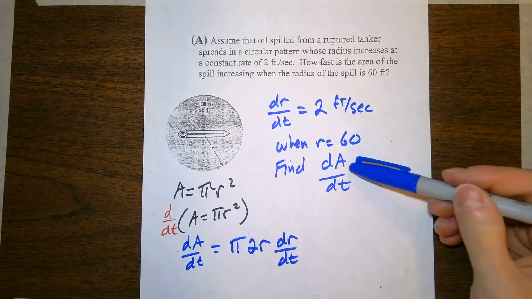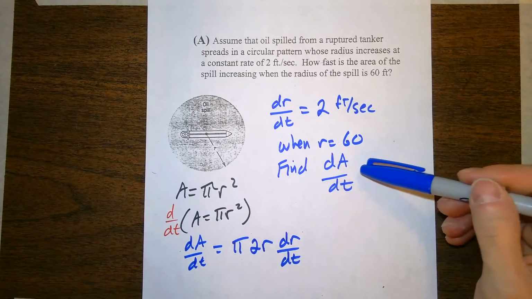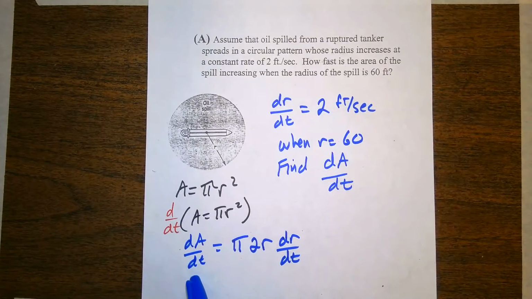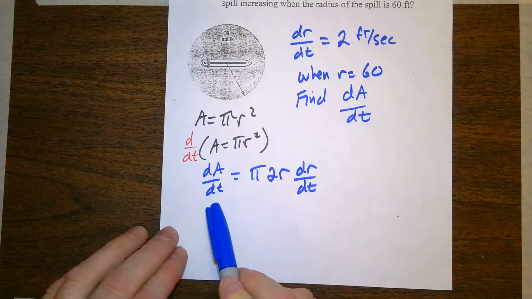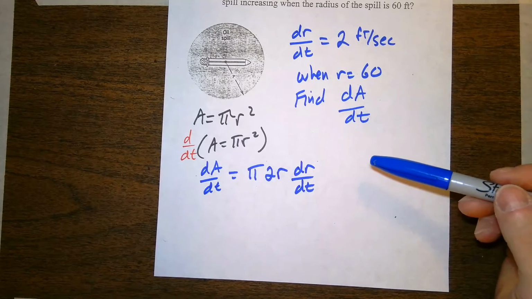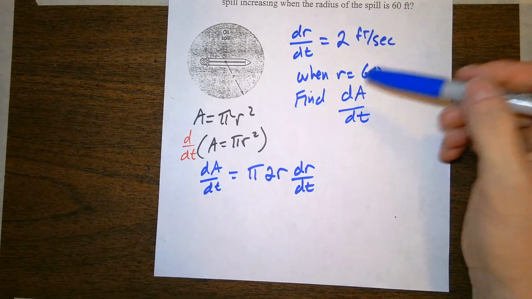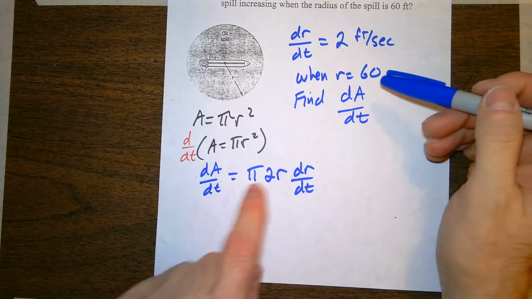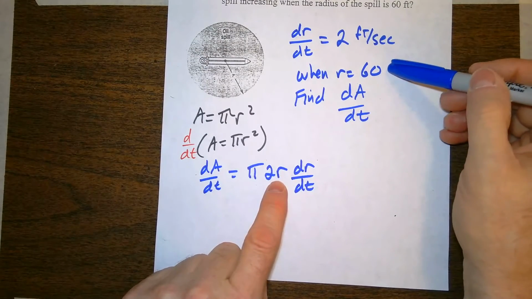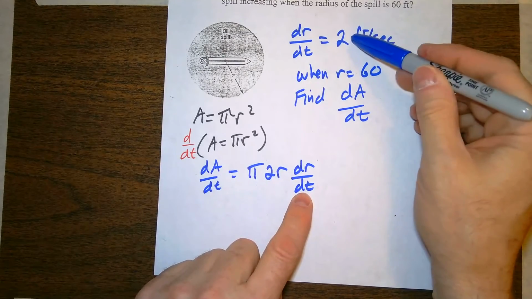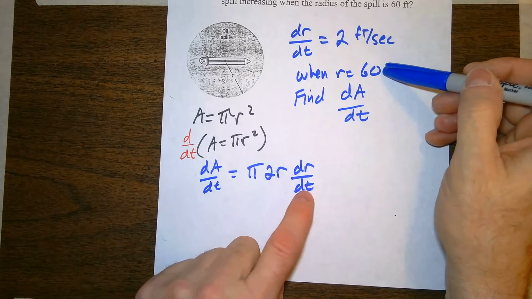And what I'm trying to find is dA/dt, so the next step would be to solve it in terms of what I'm trying to find. Notice that's already done for me here. I know dA/dt. So now the last step, step 6, evaluate using all the known variables to find the rate. So I want to find dA/dt, the rate of change of the area, when the radius is 60 and the rate of change of the radius over time is 2. So I'm going to plug in the 60 here and the 2 there.